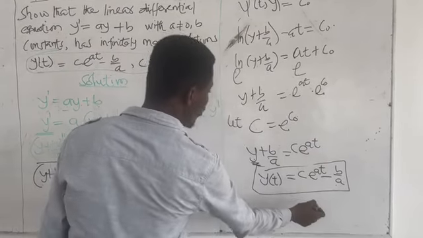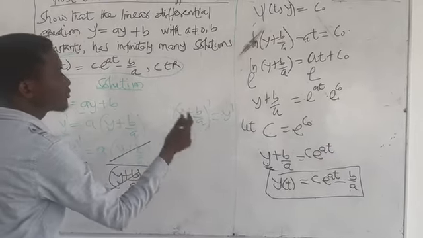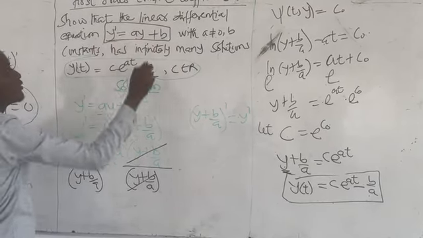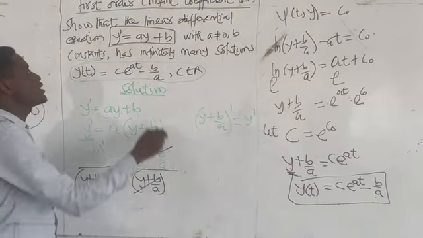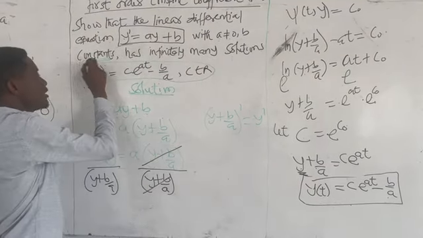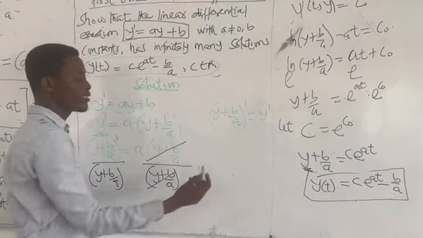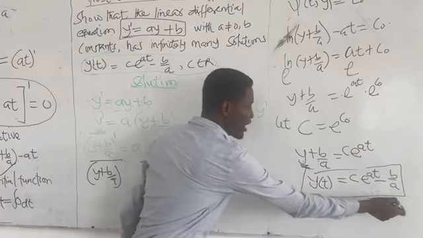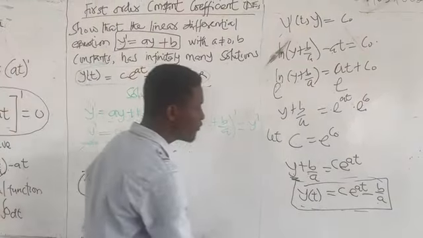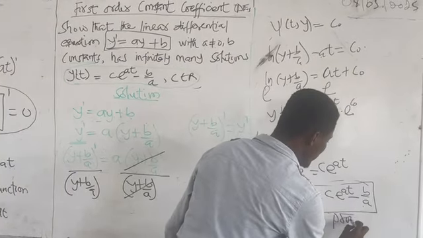So now we've shown that if the first order differential equation y derivative equal to ay plus b has this solution, indeed, when you solve it, you will get the solution as it has been given. So we've now proved it.